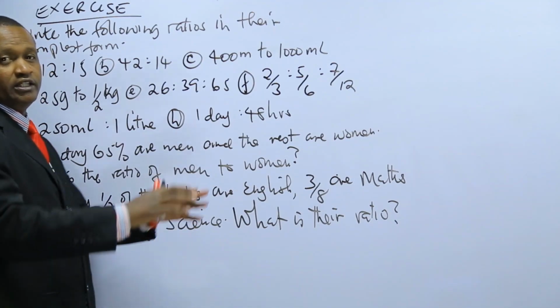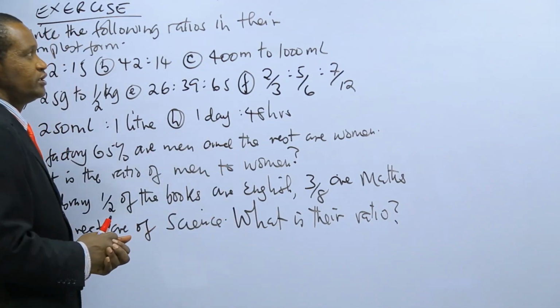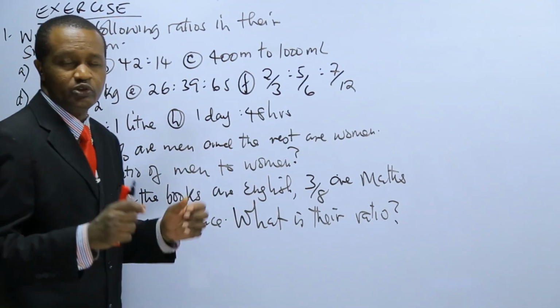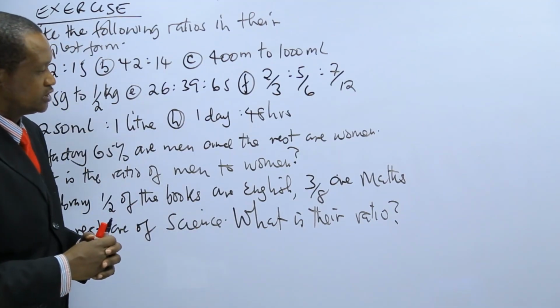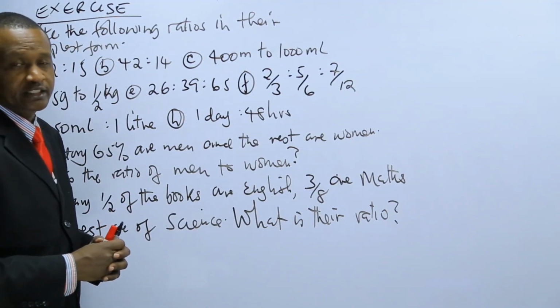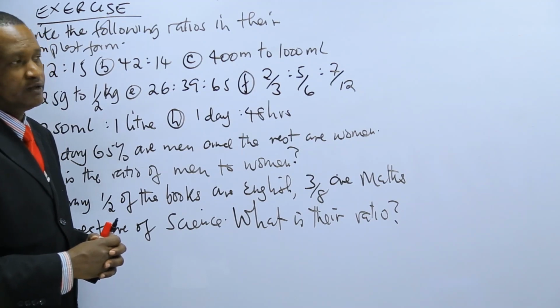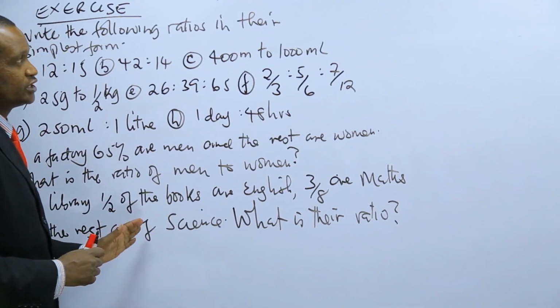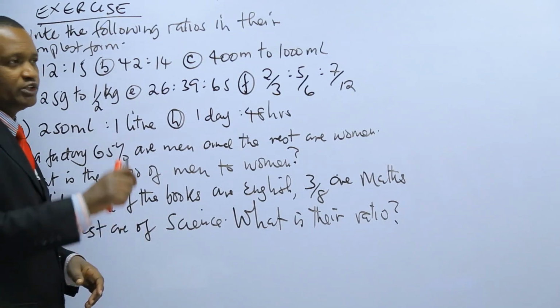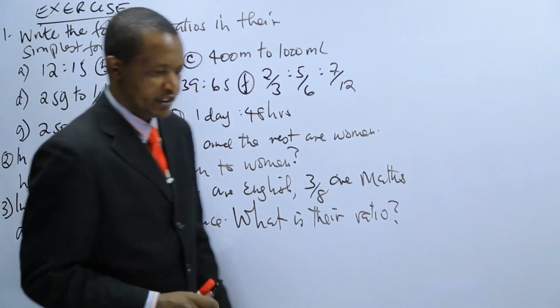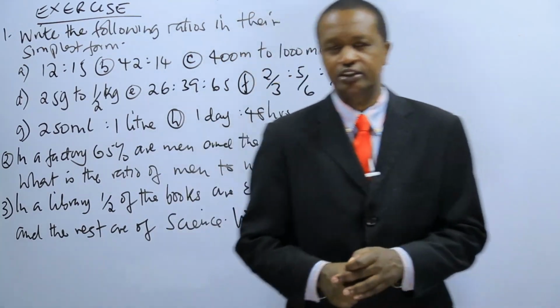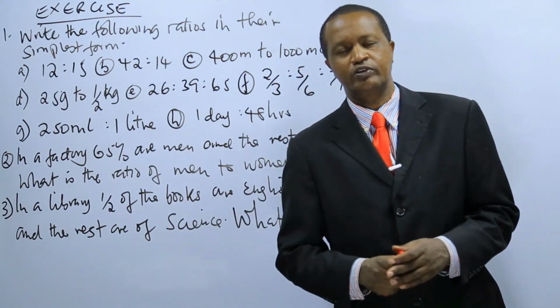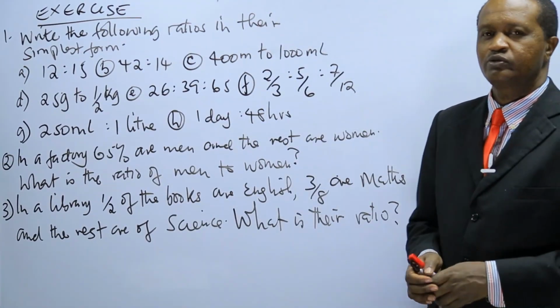Remember again the definition of ratio. It is a relationship between two or more quantities that helps us understand how big the quantities are from each other. Ratios are used to compare quantities. And at that, we've come to the end of our today's lesson.